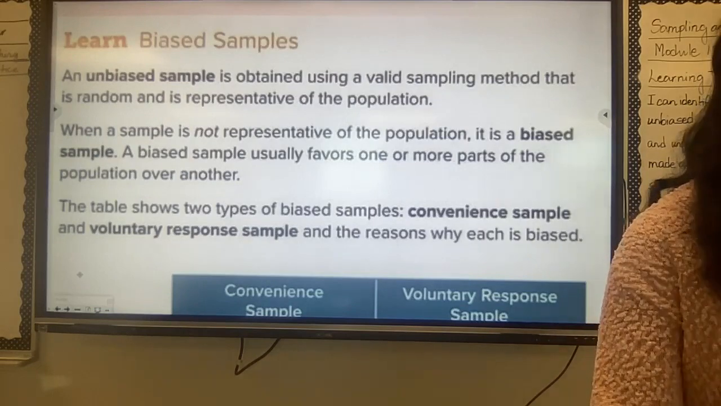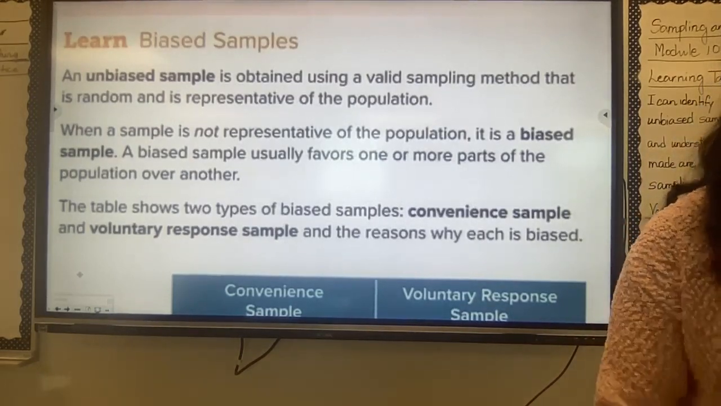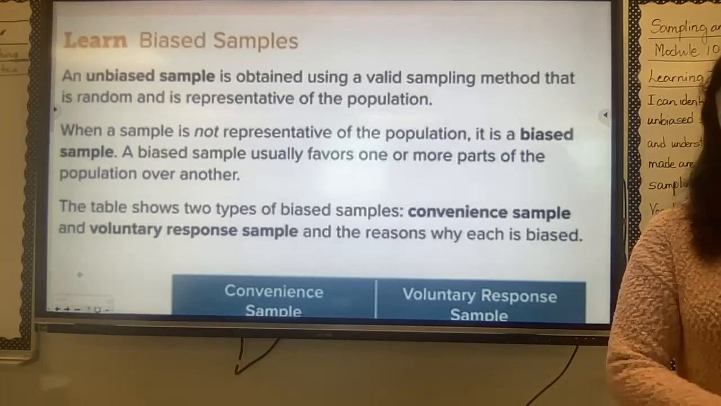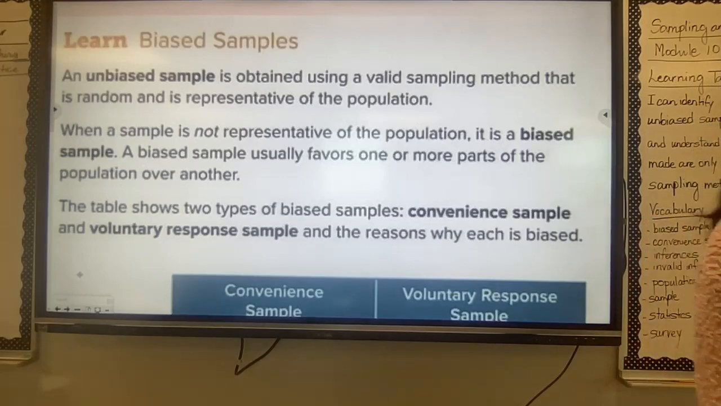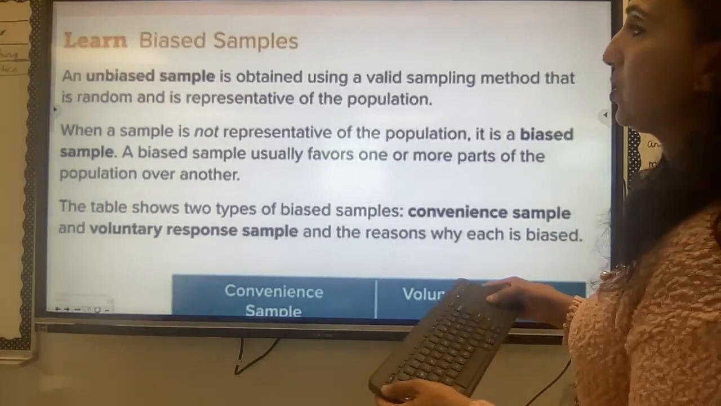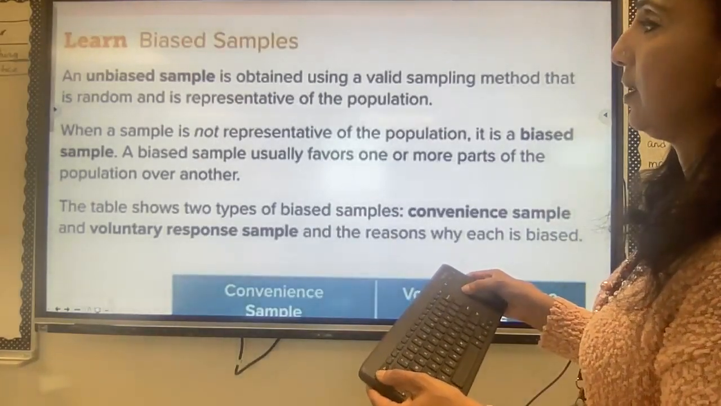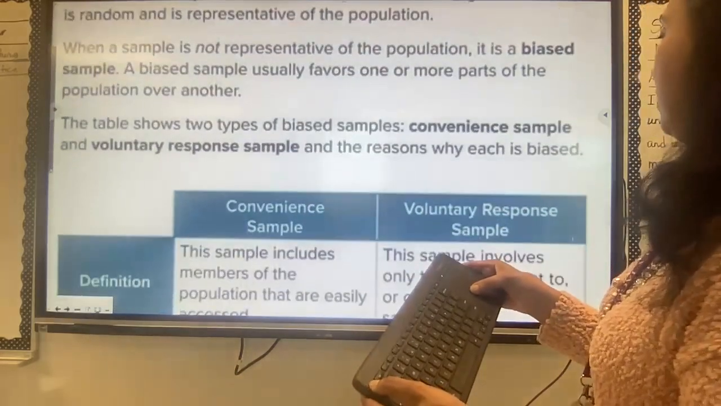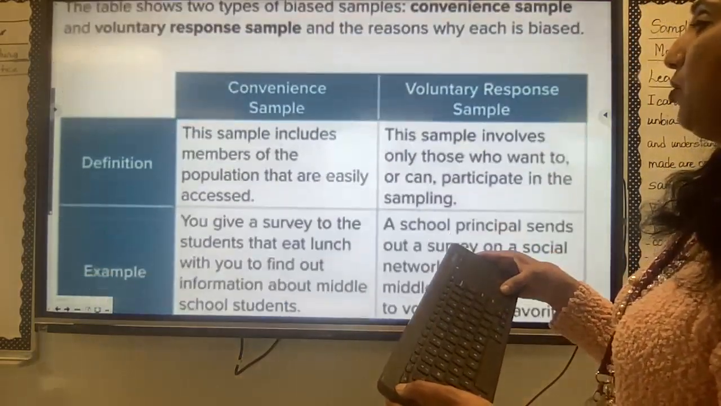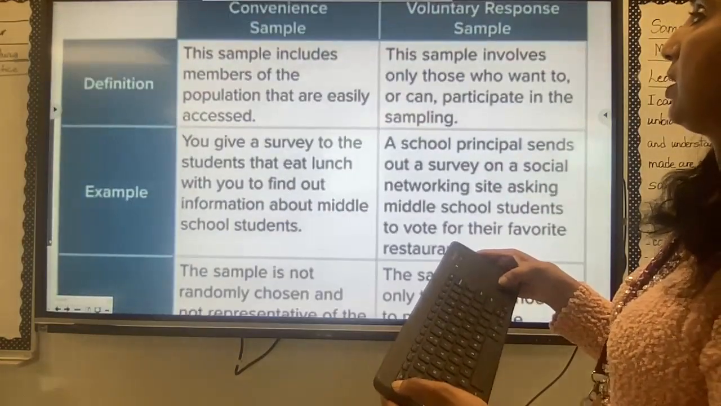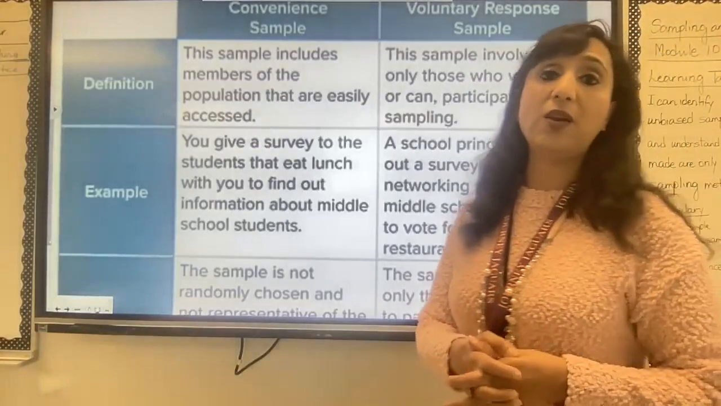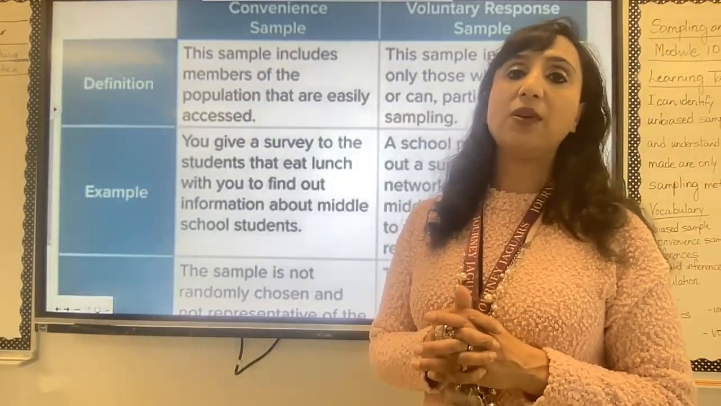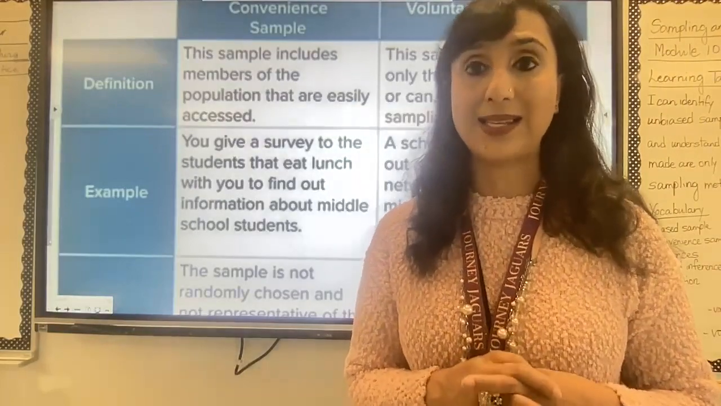Let me show you the table below that is showing two types of biased samples. You have a convenience sample and a voluntary response sample, and the reasons why these are biased. So let's look at the different biased samples, convenience and voluntary response. I'm going to give you an example of each also. Let's look at the first one. What is a convenience sample? A convenience sample is a sample where members of the population are easily accessed.